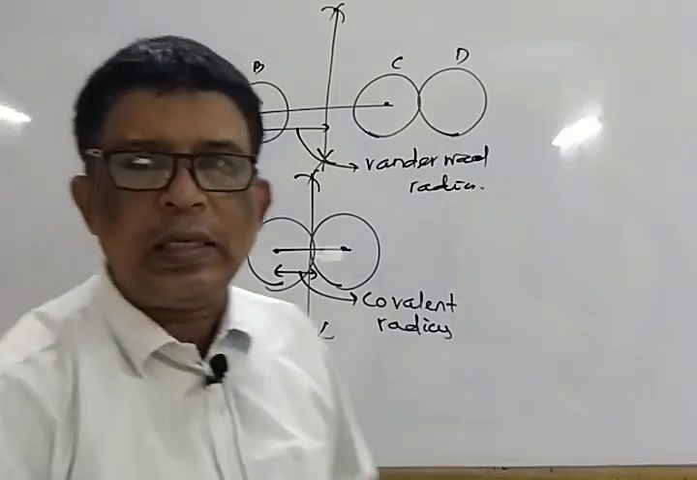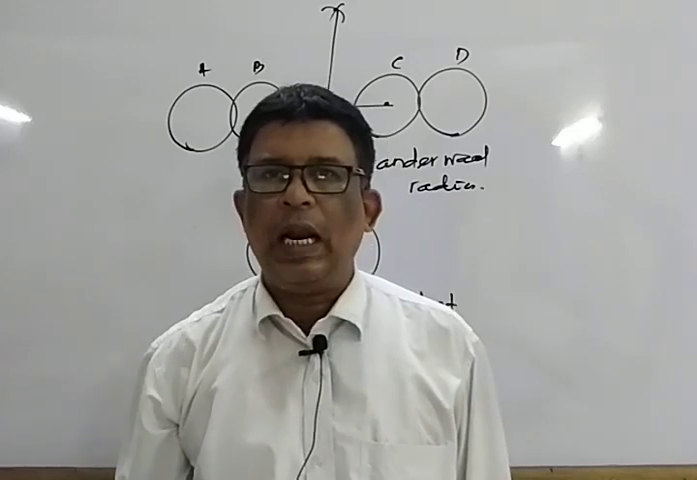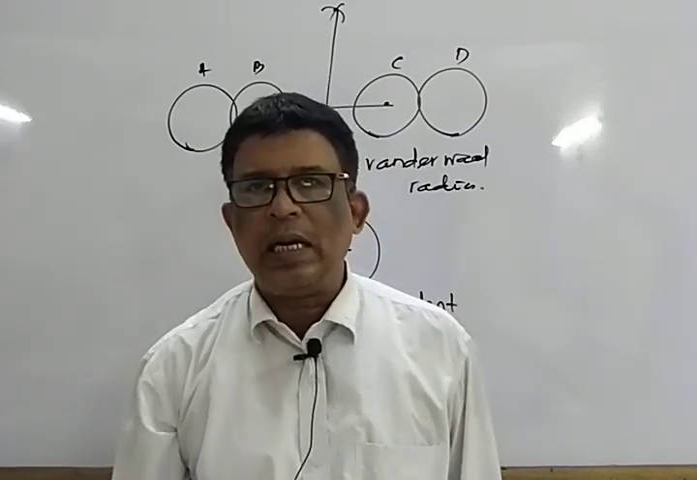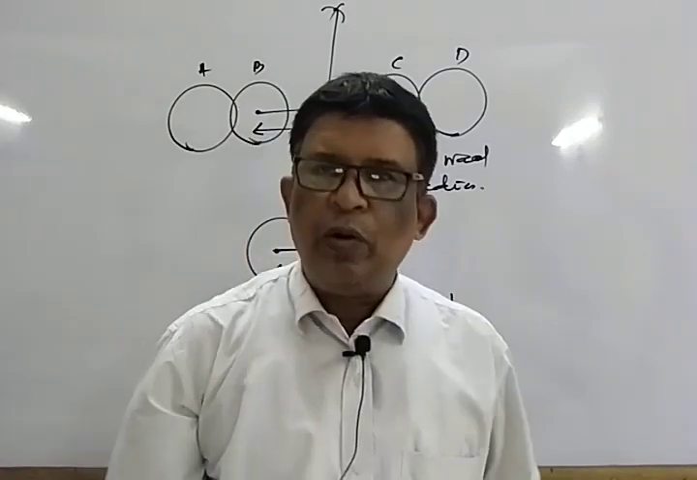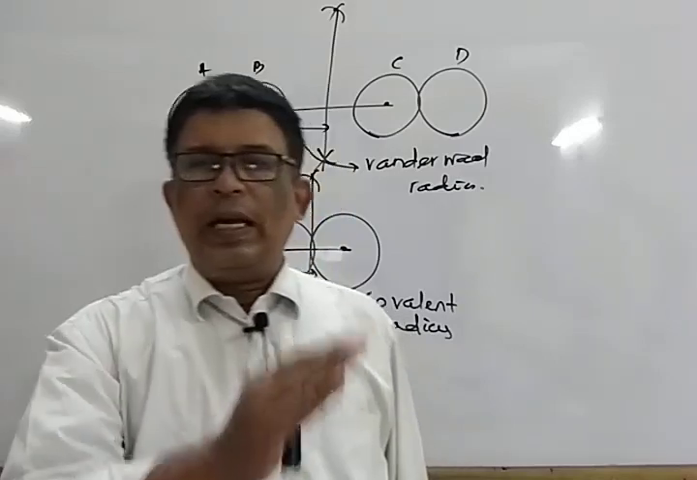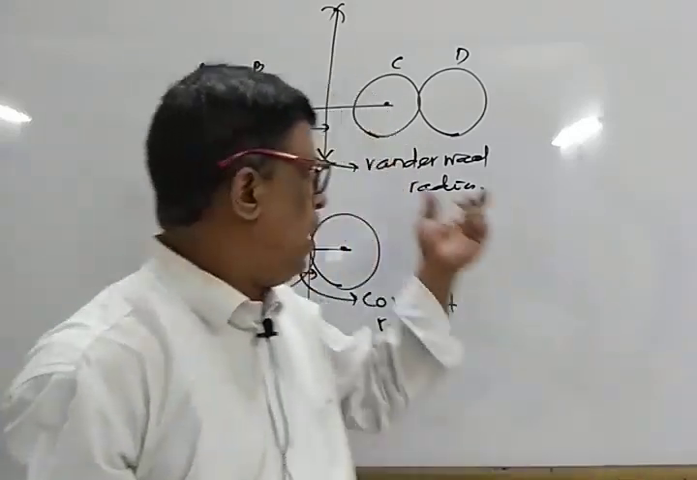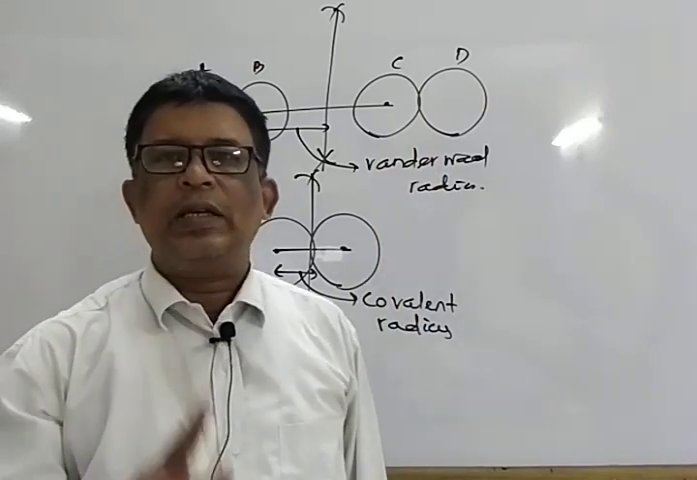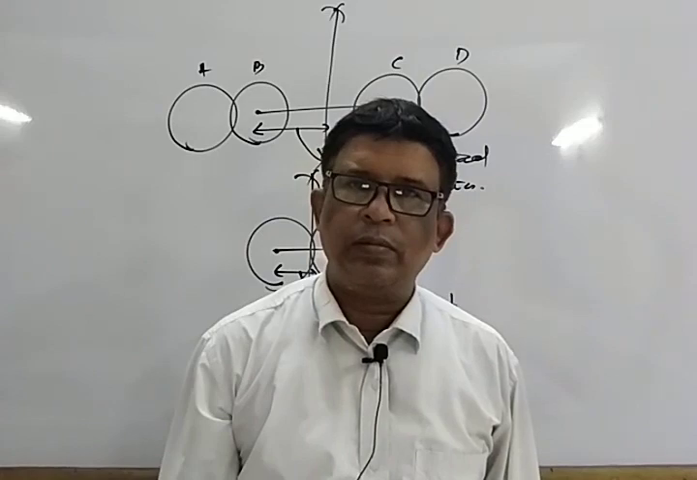And the last one is metallic radius. Between the closest approach of two metal atoms, half of the internuclear distance is known as the metallic radius. These are the three ways. And one important thing: if we compare these three, then the decreasing order of radii value is, first, van der Waals radius, next is metallic radius, and the last one is covalent radius.